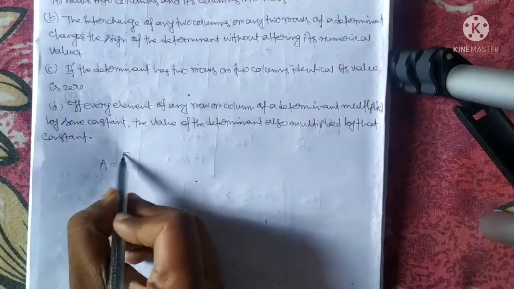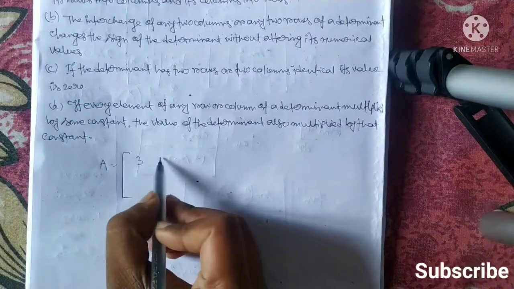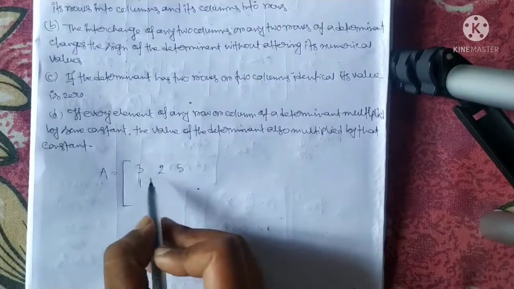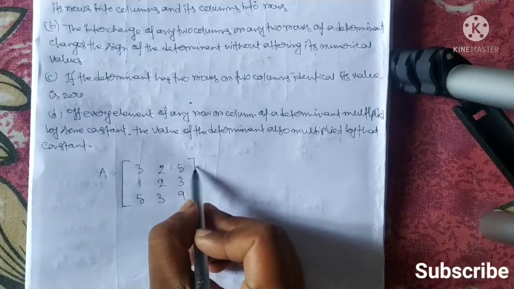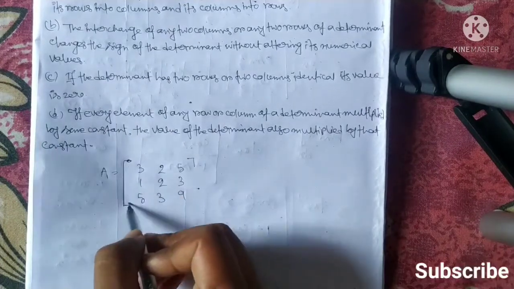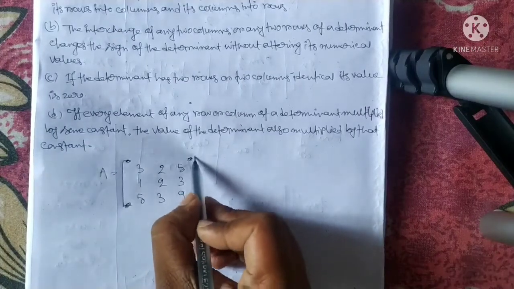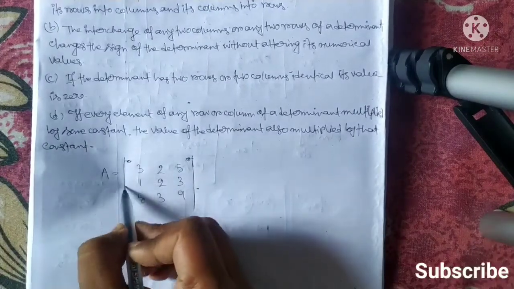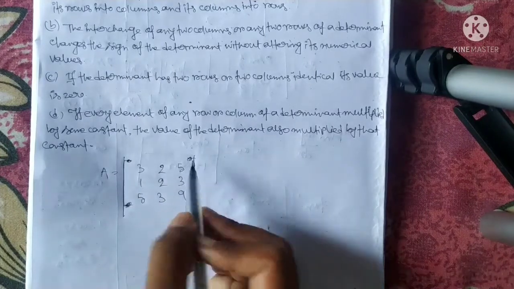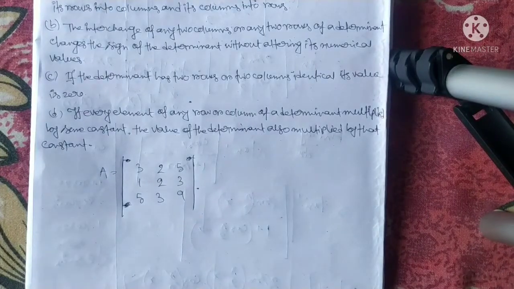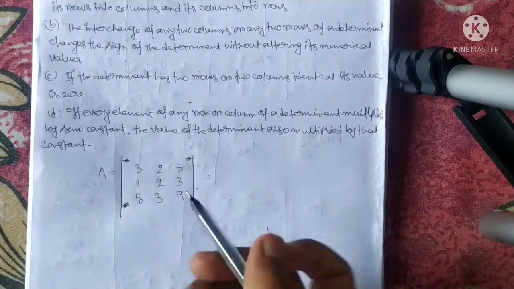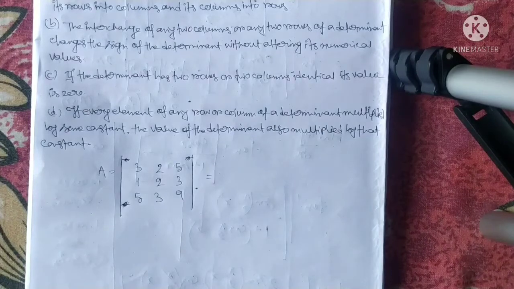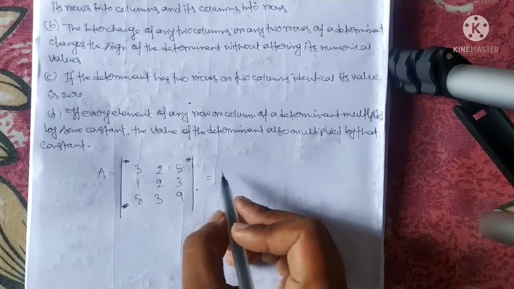Let us consider a matrix 3 2 5, 1 2 3, 5 3 9. Sorry, this is the sign of a matrix. This is the sign of a determinant. We can represent it like this. Now we have to find out the value of this determinant. What is the value of this determinant?